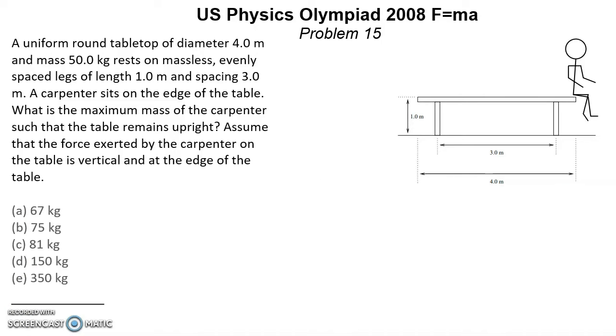Problem number 15. A uniform round tabletop of diameter 4 meters and mass 50 kg rests on massless, evenly spaced legs of length 1 meter and spacing 3 meters. A carpenter sits on the edge of the table. What is the maximum mass of the carpenter such that the table remains upright? Assume that the force exerted by the carpenter on the table is vertical and at the edge of the table.